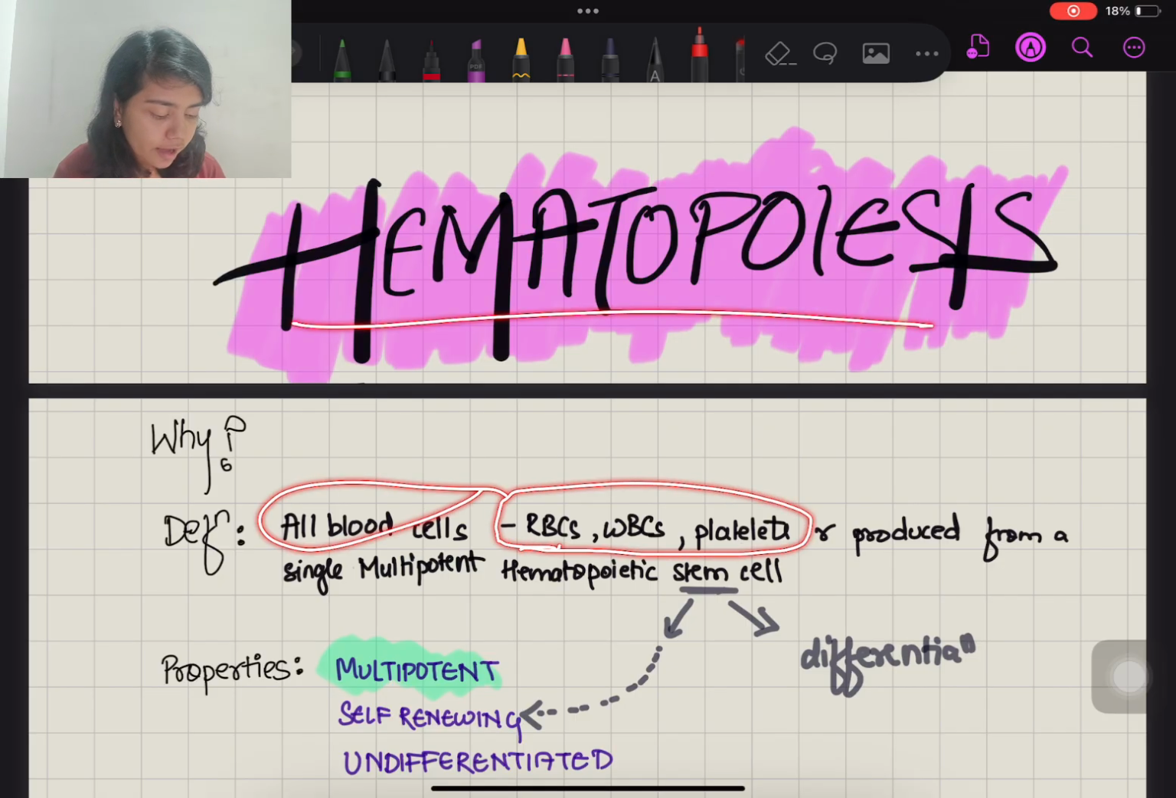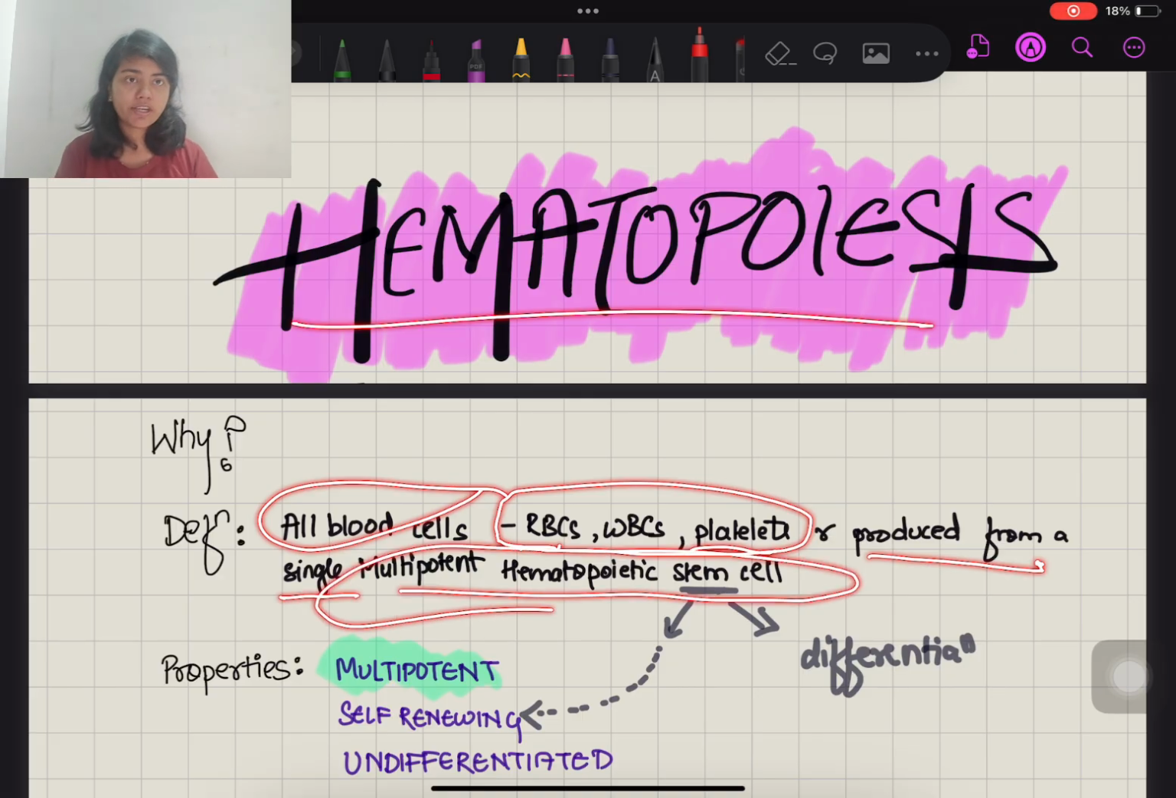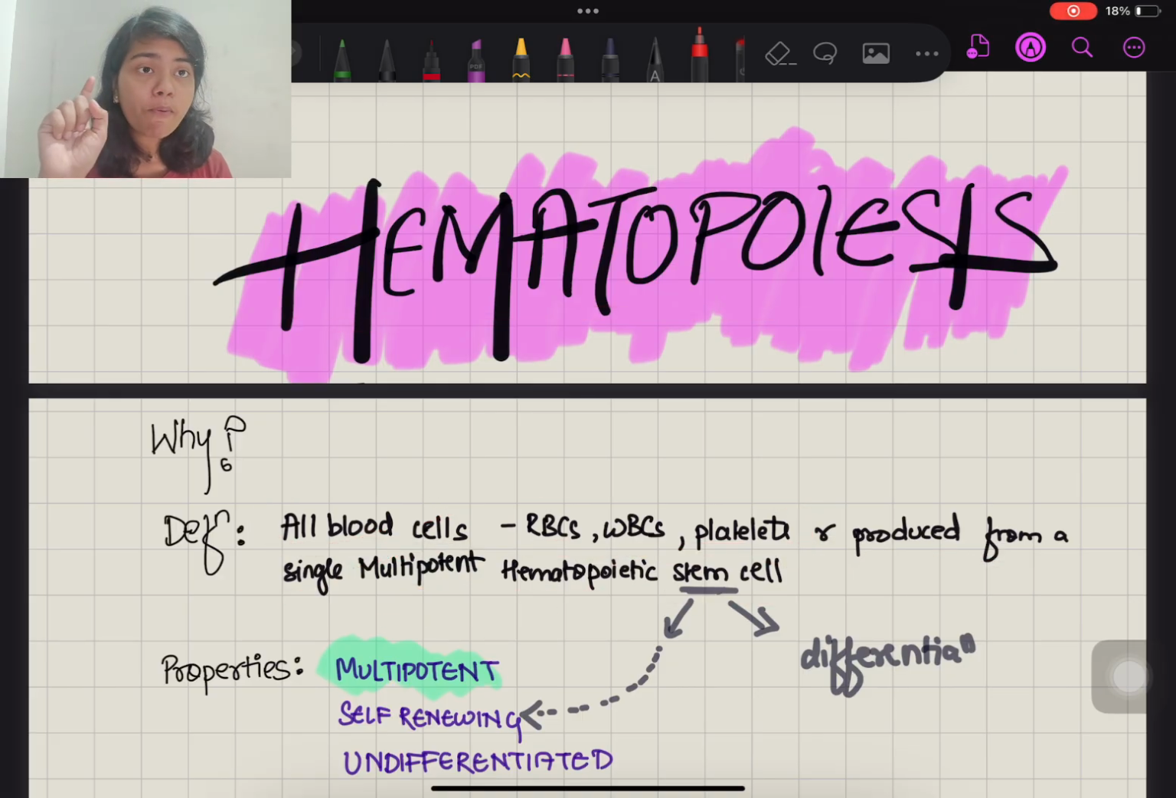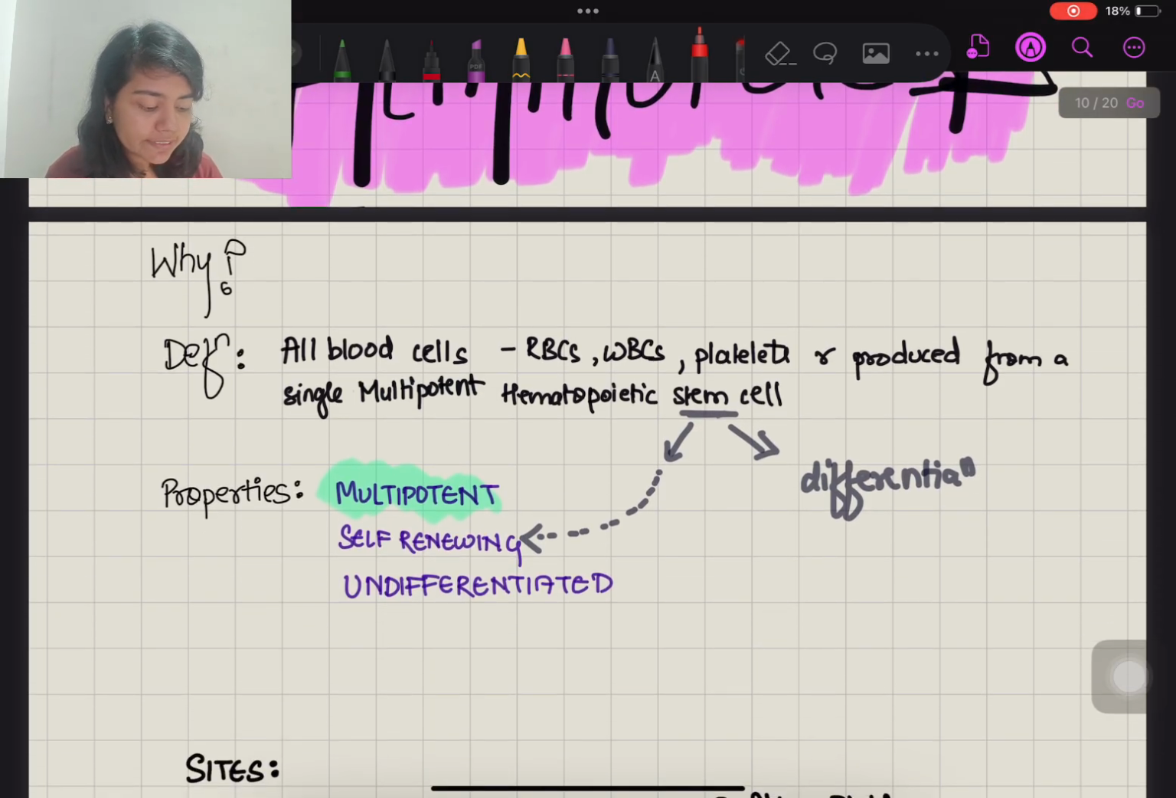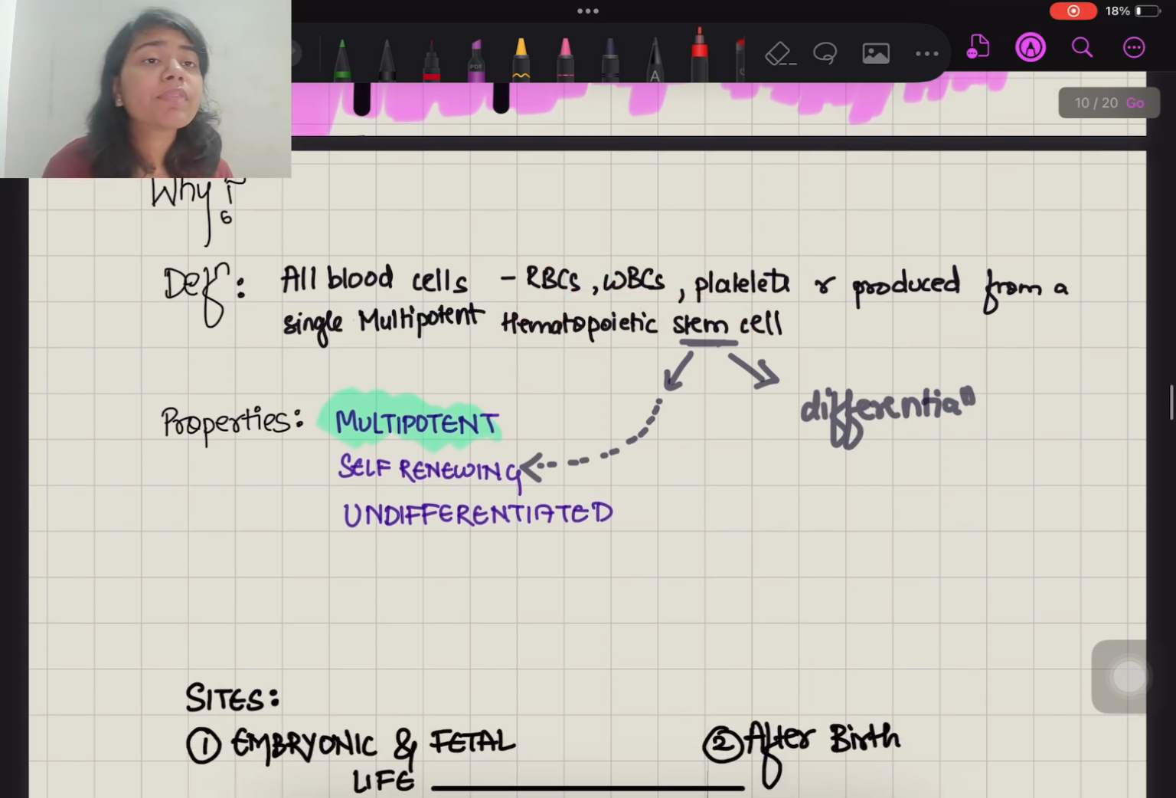So all blood cells, RBCs, WBCs, platelets are produced from, okay, so who is going to synthesize? The single multipotent hematopoietic stem cell. So the multipotent hematopoietic stem cell is the main precursor, which is going to synthesize RBCs, WBCs, platelets. Okay, so we're done with the definition.